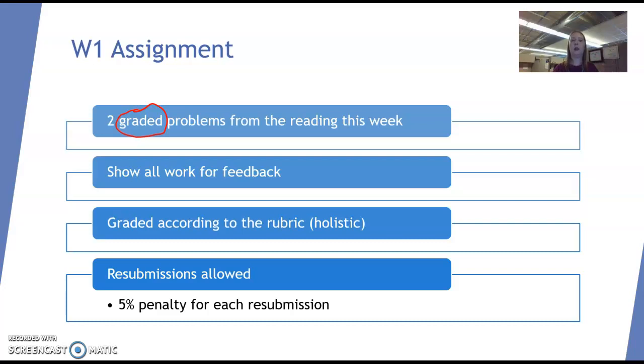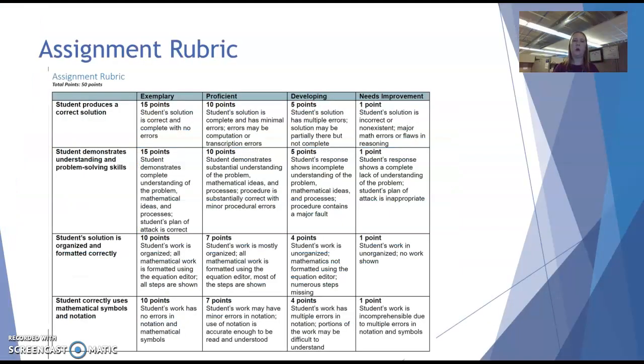There is a rubric, and it's graded holistically, which means we look at the assignment as a whole and the two problems as a whole, and then we look at those together. And I do allow resubmissions. There is a 5% penalty for resubmission, but that will allow you to improve your grade and to learn from your mistakes. So here's what the assignment rubric looks like.